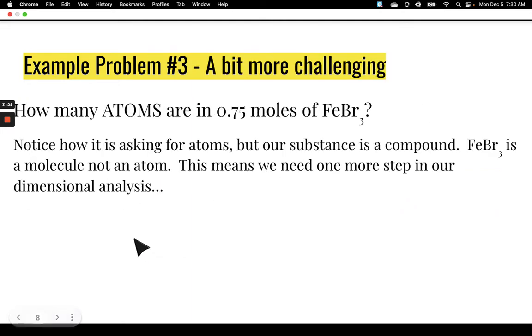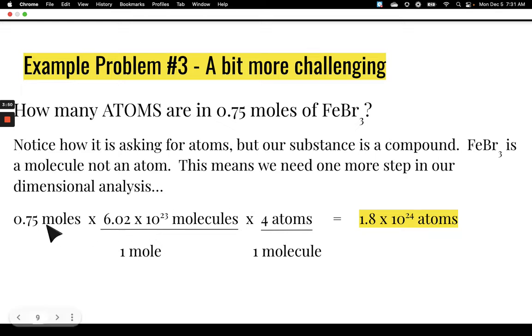All right, example problem number 3, a little bit more challenging. Now it says how many atoms are in 0.75 moles of FeBr3. Notice it's asking for atoms, but our substance is a compound. FeBr3 is a molecule, not an atom. This means we need to add one more step in our dimensional analysis. Once we figure out how many molecules we have, then we have to look at how many atoms are in each molecule and multiply by that number.